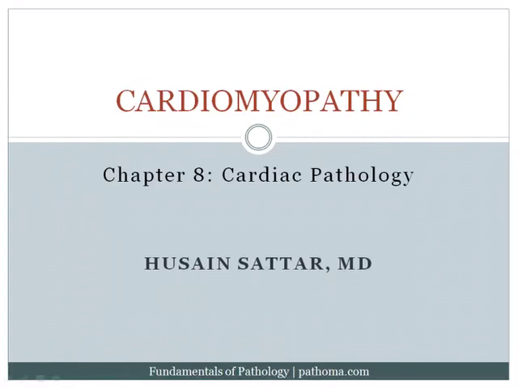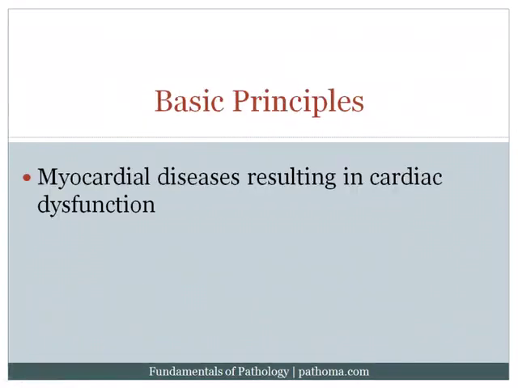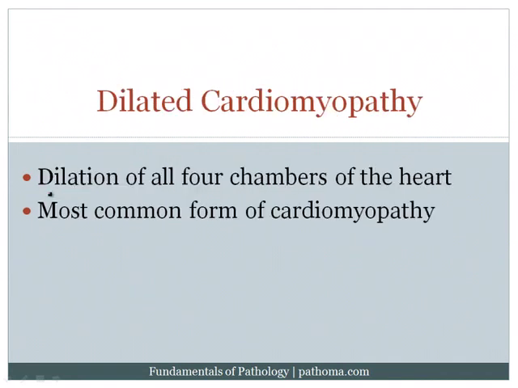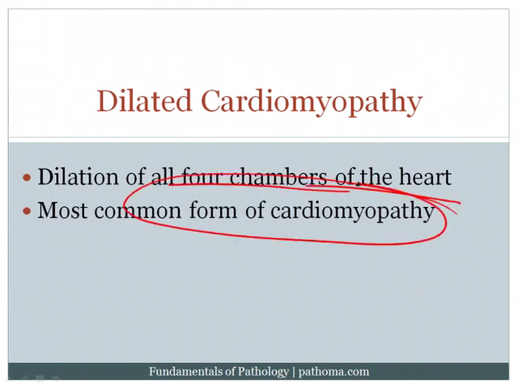In this last discussion, in order to close off the chapter, we're going to cover both cardiomyopathy and cardiac tumors. Cardiomyopathy refers to myocardial diseases that result in cardiac dysfunction. The first is called dilated cardiomyopathy. In this particular case, you get dilatation of all four chambers of the heart. This is the most common form of cardiomyopathy.